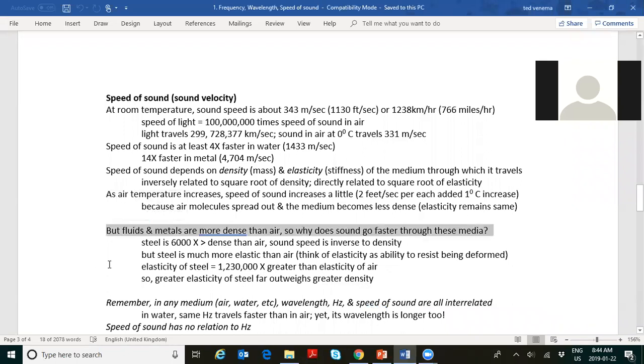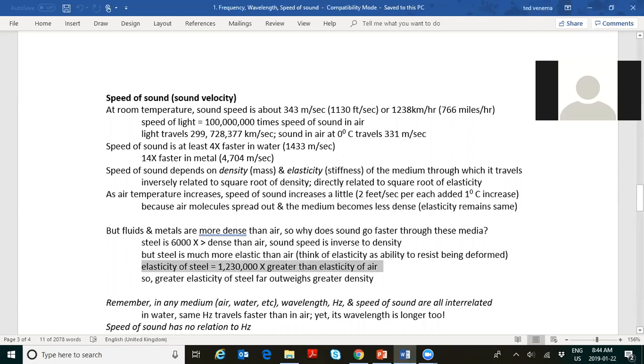Fluids and metals are more dense than air, so why does sound go faster through these media? Steel is 6,000 times more dense than air. But steel is also much more elastic, stiff. Think of elasticity as the ability to resist being bent or deformed. And the elasticity of steel is 1,230,000 times greater than the elasticity of air. So the greater elasticity of steel far outweighs its greater density. Okay, enough on that.